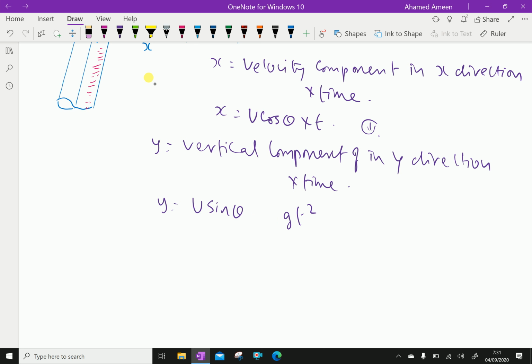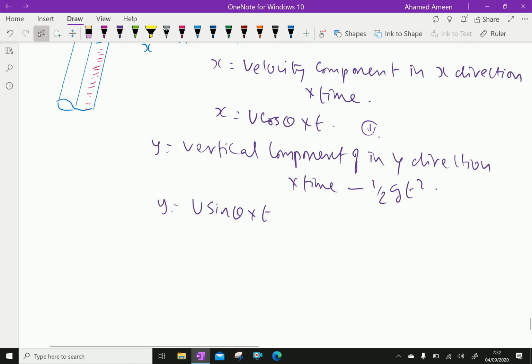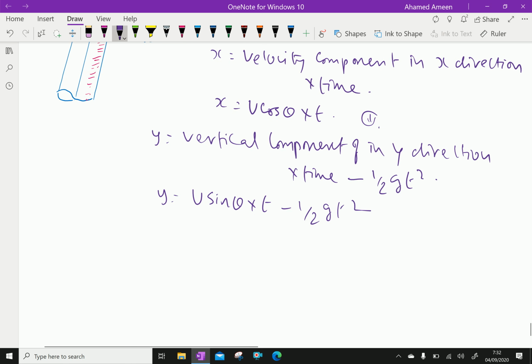Here the horizontal component is the same everywhere, that is u cos theta, all along the path from A to the end point. At the same time, the vertical component is affected by gravity downward, which gives minus half g t squared. Let this be equation 2.